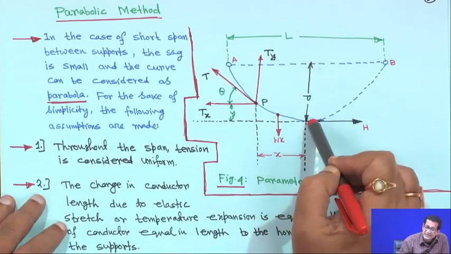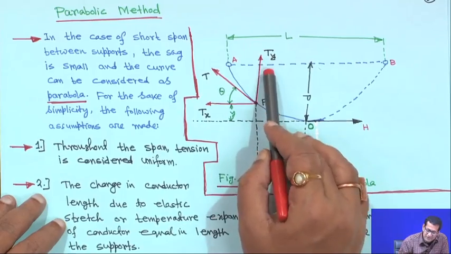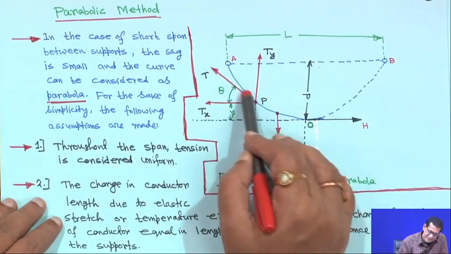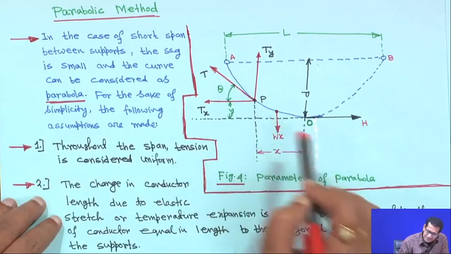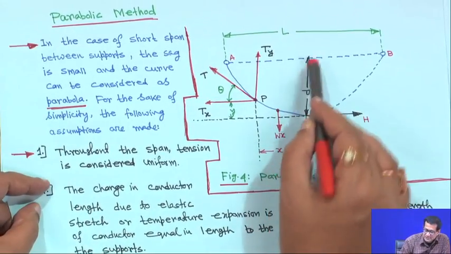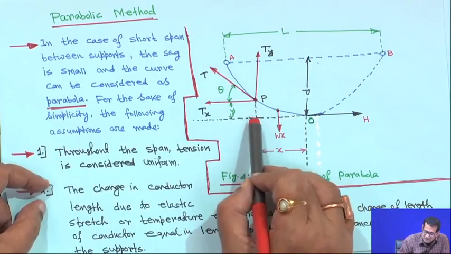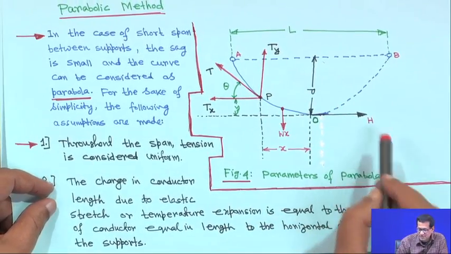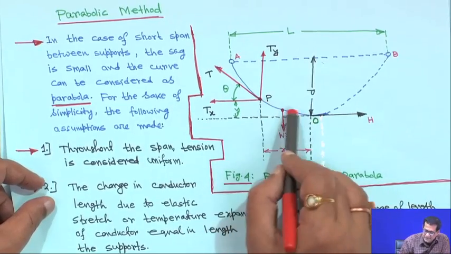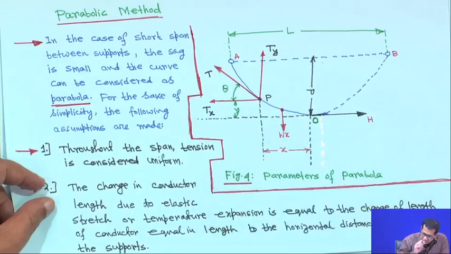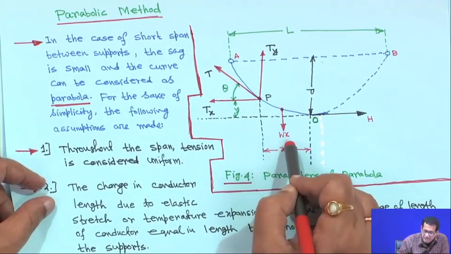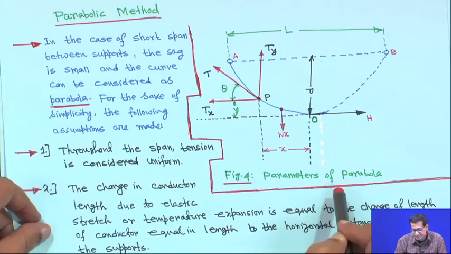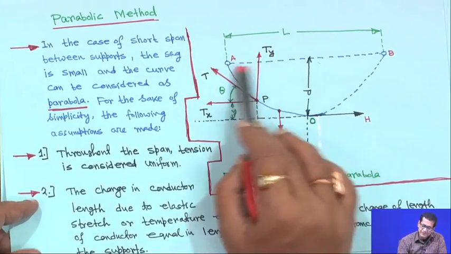This is the maximum sag d, and some point P we have taken. Tension T y is acting upward, and T x is the horizontal tension, and the tangential tension T makes an angle theta. O is the mid span, the point of maximum sag, and P is at some distance y from it. This is the horizontal tension h, and between O and P, at the midpoint, w into x is acting downwards, which is the conductor weight. This is figure 4, and this is the distance between the two supports.